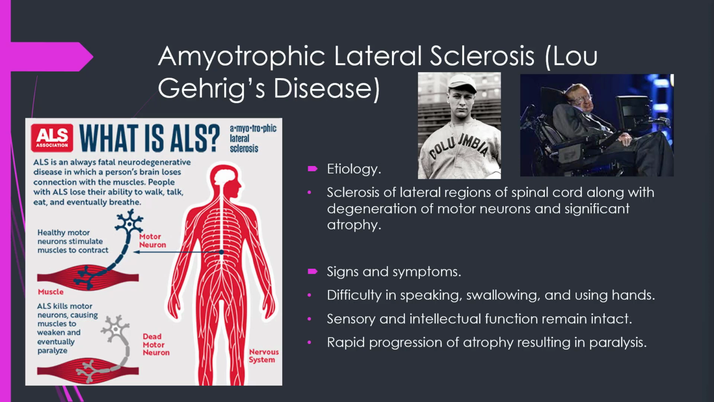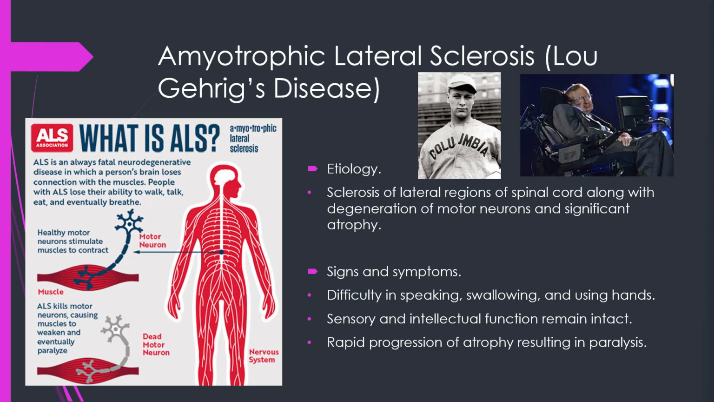Amyotrophic lateral sclerosis, also known as ALS. This is commonly known as Lou Gehrig's disease as well. This is a sclerosis of the lateral regions of the spinal cord, along with degeneration of the motor neurons and significant atrophy. Signs and symptoms include difficulty in speaking, swallowing, and use of the hands.